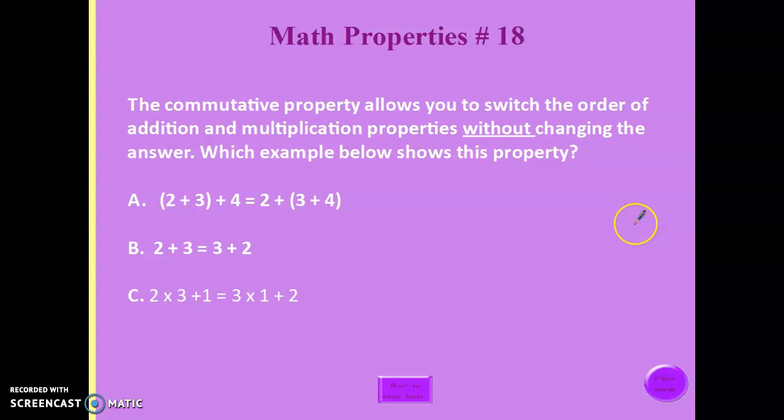All right, so taking a look at another one. The commutative property allows you to switch the order of your addition or multiplication without changing the answer. So which example below shows this property? We can switch the order of our numbers and we're going to get the same answer. So we're going to be comparing left to right side. Here's my first side, here's my second side. Did I switch the order of my numbers? No. 2, 3, 4, 2, 3, 4. So A is not it. If I look at B, on the left I have 2 plus 3. On the right, I have 3 plus 2. So check. That one actually does switch the order of my terms and would therefore be my answer.